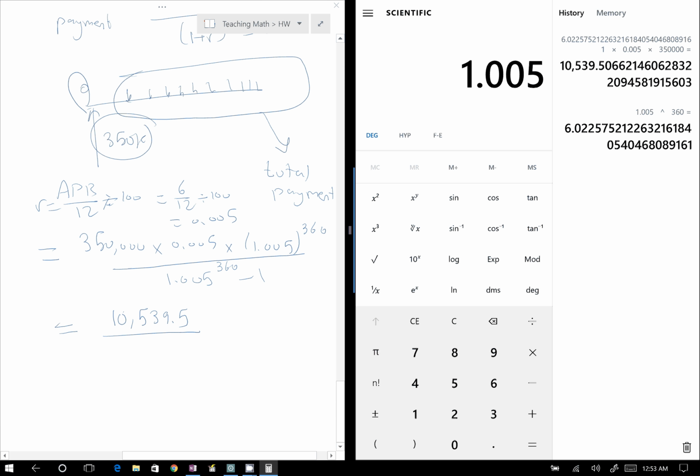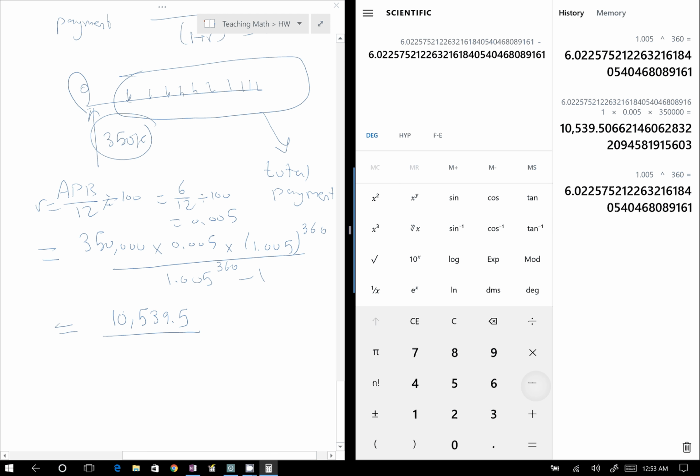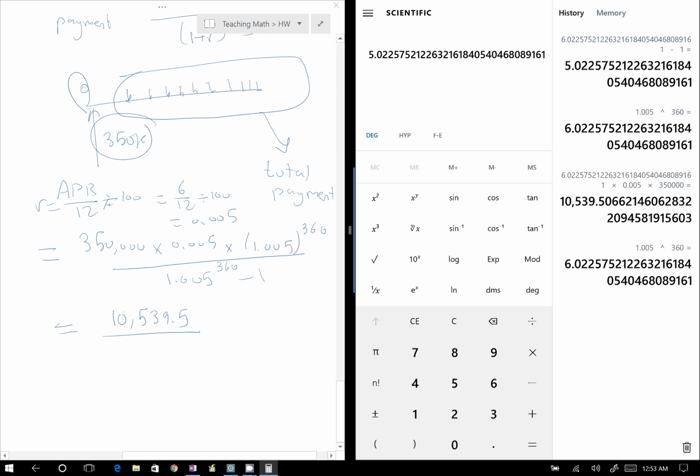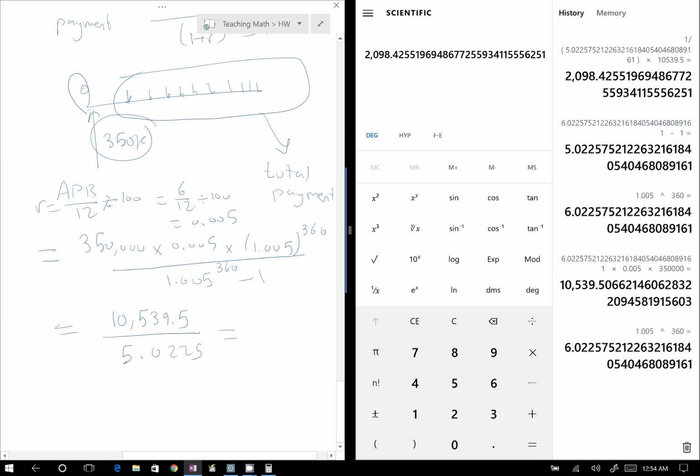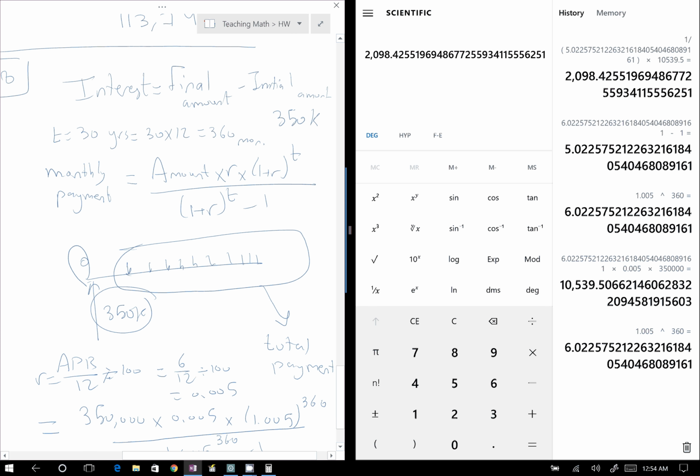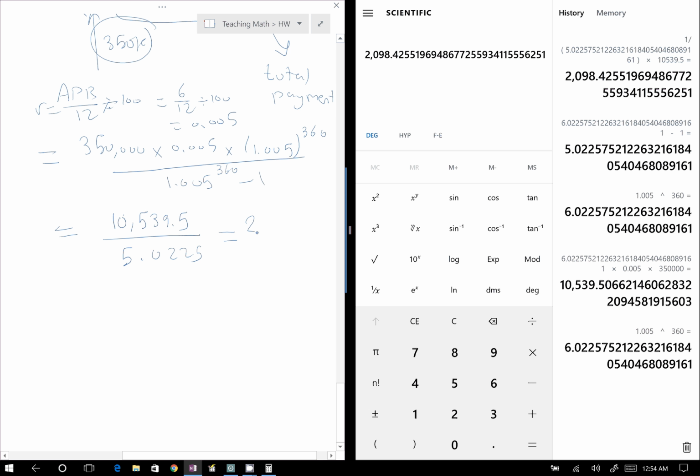1.005 raised to the power 360 minus 1. That's 5.0225. 1 over answer multiplied by 10,539.5. So the monthly payment for a house that's worth $350,000 is $2,098, which will make sense. I mean, it's an expensive house.